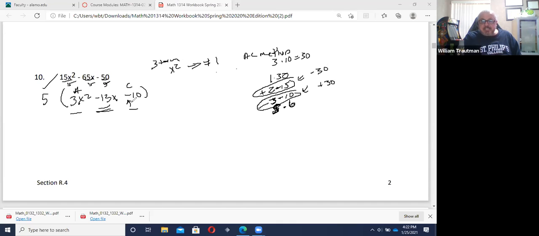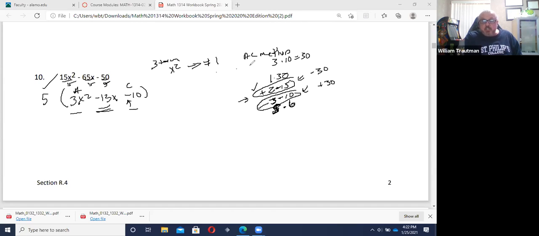Our last number is negative, so we need a plus and minus. Do you see our last number, C, is a negative? A negative times a negative ends up being a positive. So this is the only answer.